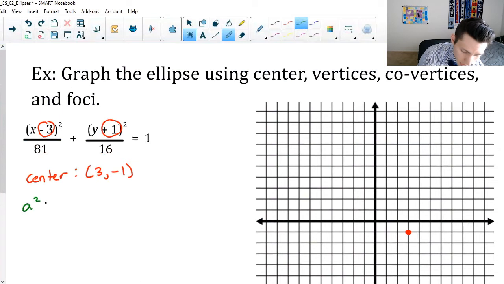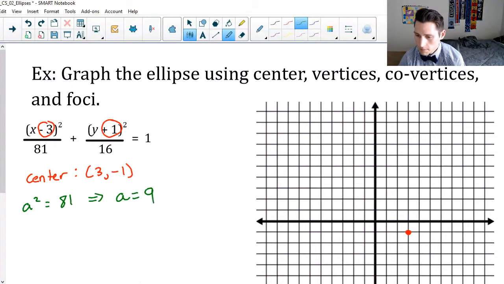So if I want to figure out what a squared is, I know that it should be the larger of the numbers. Right? A is always the larger. So a squared is 81. Since the larger number is beneath the x value, I know it's going to be a horizontal ellipse, or a short ellipse as Megan likes to call it.